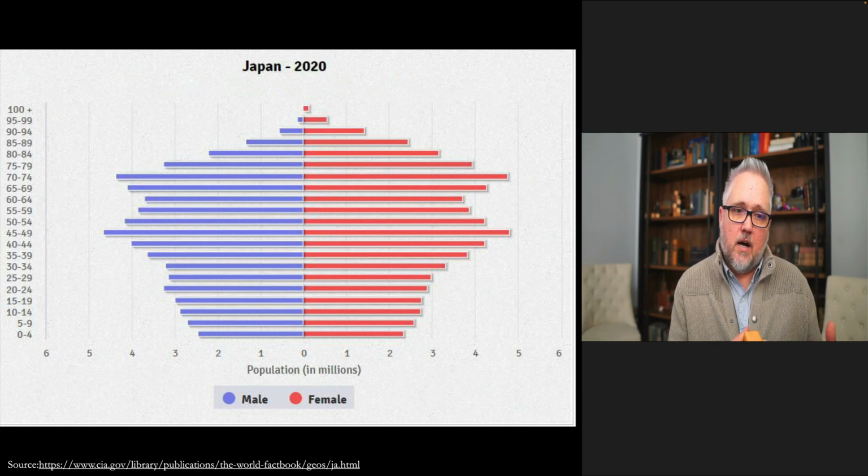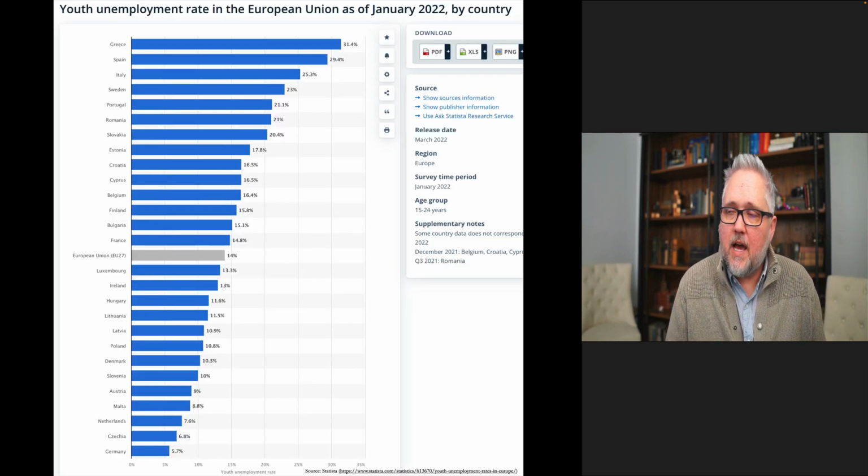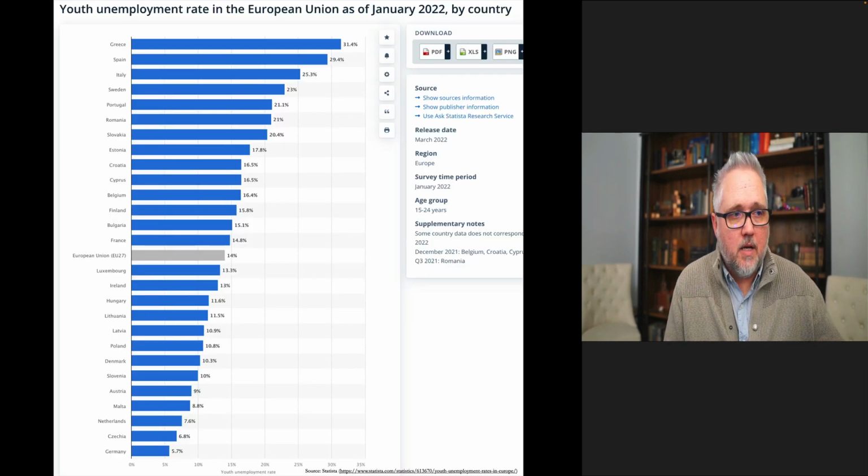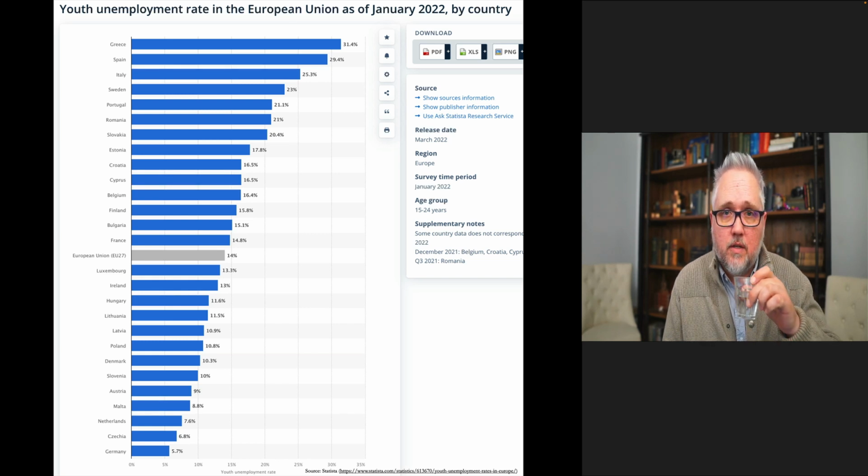When we look at population characteristics and connecting to the next couple of sections in this class, it's important to understand the jobs that they have and the opportunity to have jobs. This is a graph of youth unemployment in the European Union as of earlier this year.